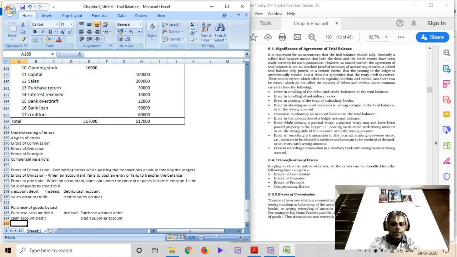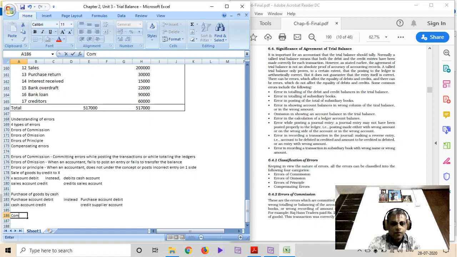The last one is compensating error. Incidentally, if there are two sets of transactions for the same amount, one account is debited, the other account is credited. Let's take this example. Here, sale of goods to X on credit, 1,000. Here, purchase of goods by cash, 1,000. So what is the compensating error? Let's check.